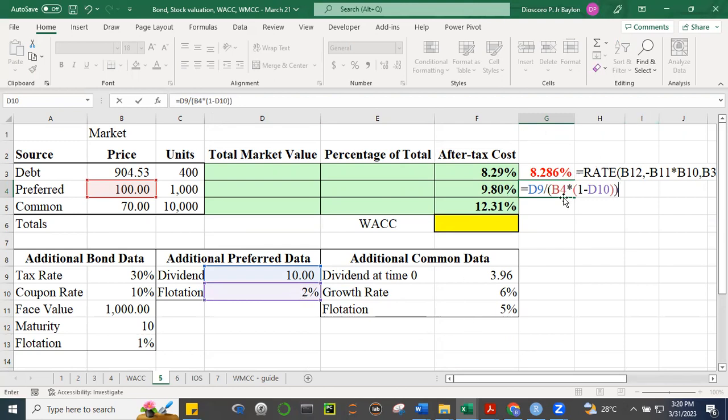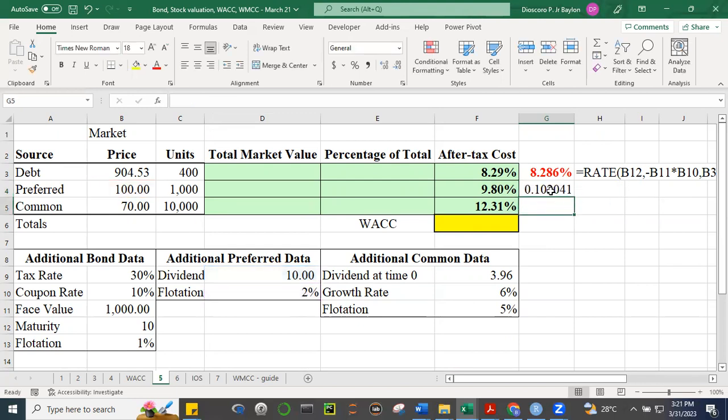Yan. Okay? So dividend divided by price minus flotation. Eh, naka-percentage kasi yung flotation, kaya the price times 1 minus the 2%. So it means 98% lang yung net price, 98%. Okay? Enter. So that's 10.20 something.